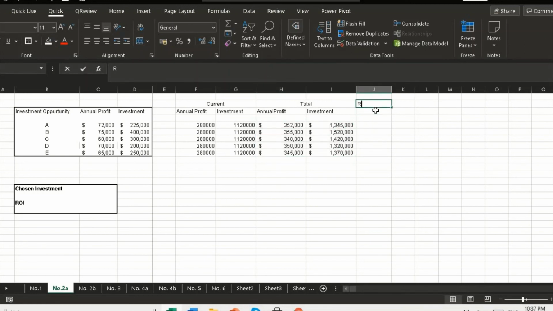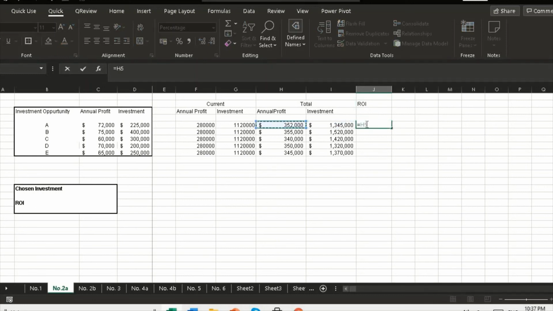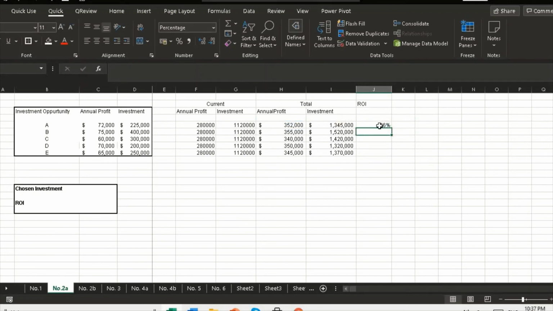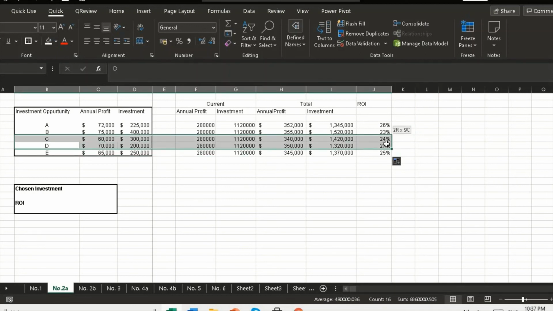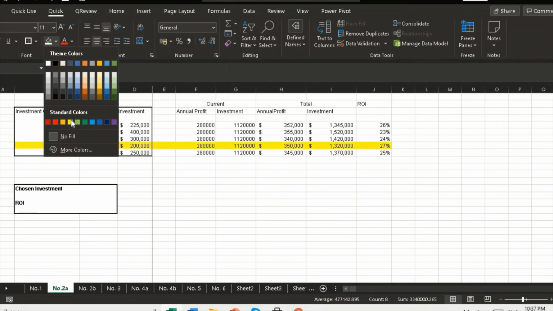As mentioned earlier, to calculate for the ROI, we must divide the annual profit by the total investment. Looking at the ROI, the best investment opportunity in this situation is letter D. Choosing letter D would result in an ROI of 27%.